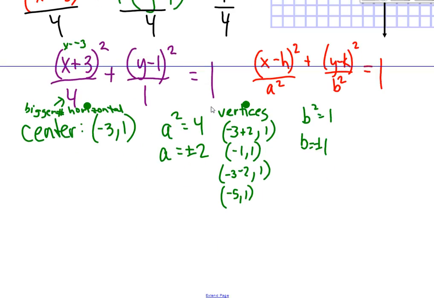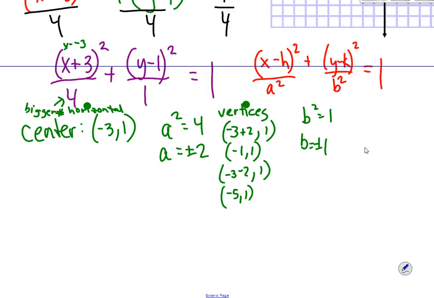We had gotten pretty far, so we know that the center is at (-3, 1), and we know that a squared was 4, and so a is plus or minus 2. We found some vertices, and we had just gotten to the point where we said that b squared was equal to 1, so b is equal to plus or minus 1. I'll change to a different color just so that if you're gone, you know where we are. So that is going to tell me my endpoints that are up or down.